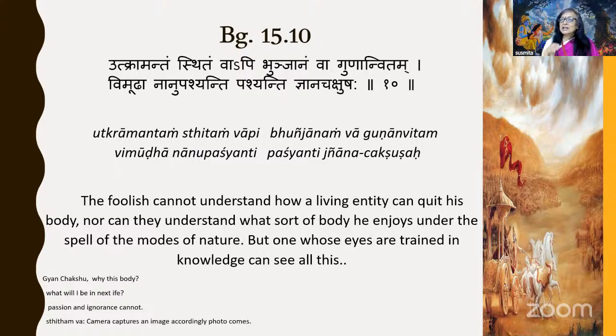What can that person see? Utkramantam sthitam vapi. Utkramantam means leaving the body, and sthitam is situated, changing the body from one gross body to another. Bhunjanam, enjoying. Va gunanvitam, enjoying under the influence of the modes of material nature. Vimudha nanupashyanti, someone who is foolish cannot understand what is happening. But someone who has the vision of knowledge, who understands the scriptures, who I am, what the goal of life is, what I am doing here, can see what is actually happening and can break the cycle of birth and death. So let us read the English translation.